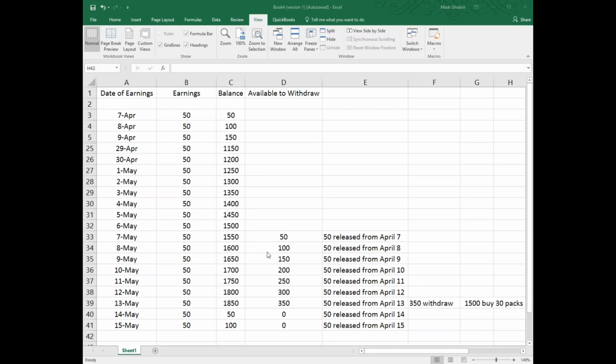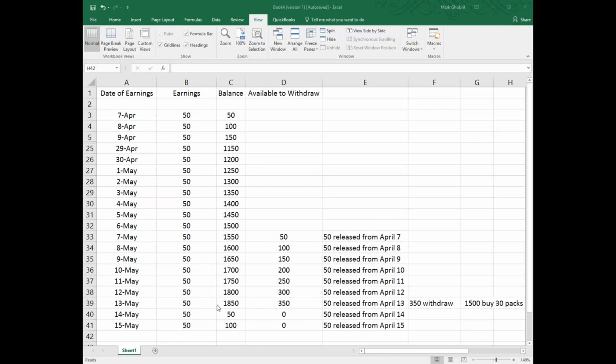On April the 8th, another €50 is released, but we earned 50, so our balance now goes up to 1,600. But remember, out of this 1,600, 100 is available for withdrawal. And so on. April 9th, 150 becomes available, and 10th, 11th, 12th. Now, up until here, we're all great. Everything's working perfectly. We've got €300, which has been released.